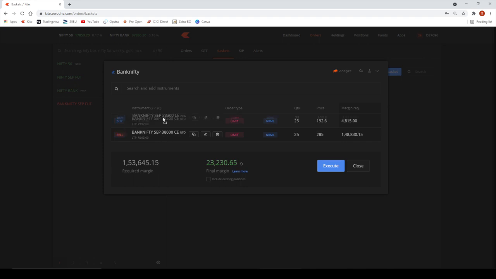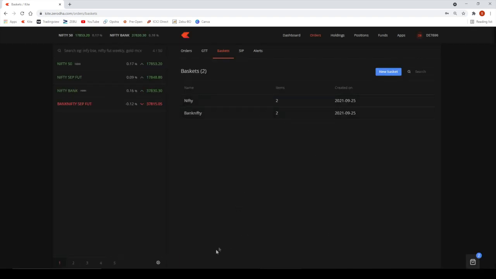So always keep the buy position first. So we need 30,300 in our account before executing the trade. Okay, after executing, 23,200 will be deducted from our account. So now we will see some practical example.